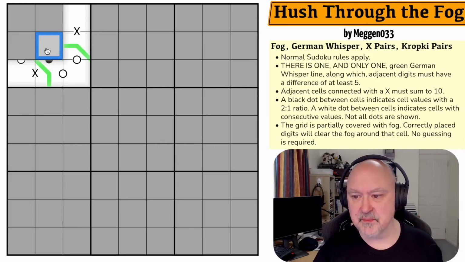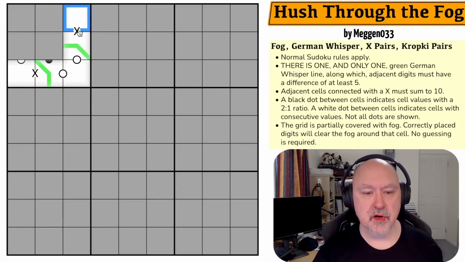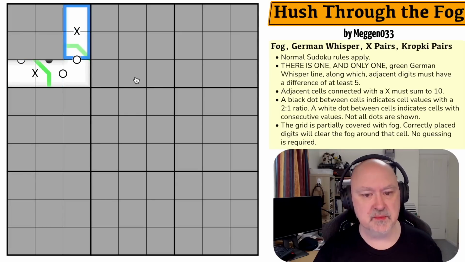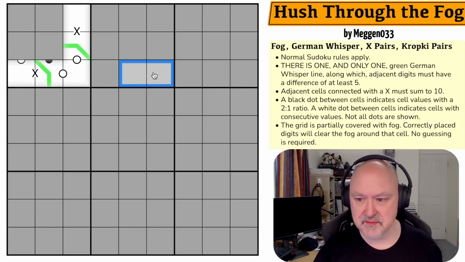Adjacent digits connected by an X must sum to 10. So these two digits will sum to 10. These two digits will sum to 10. It doesn't say anything about not all dots being shown. So I'm assuming it's X pairs, which means it'd be perfectly fine if there was no X under the fog for these two cells to sum to 10.